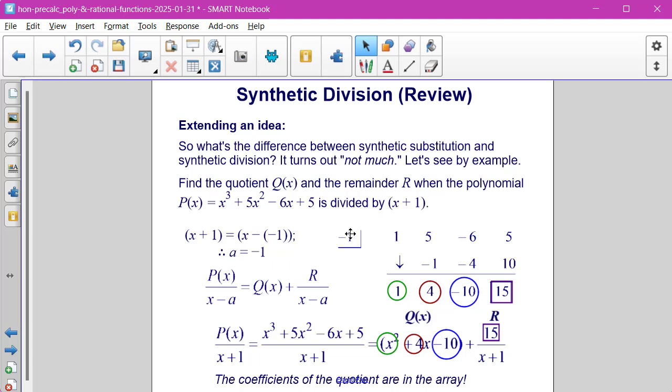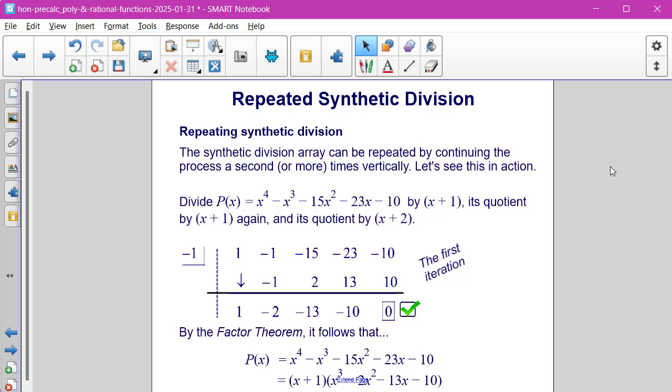We have -1 in the box, and then we have our coefficients 1, 5, -6, and 5. Drop the 1 down, multiply, we get -1. 5 minus 1 is 4, times -1 is -4, -6 minus 4 is -10, -1 times -10 is +10, add straight down, we get 15. So we do see that these coefficient values reveal the resulting quotient and remainder.